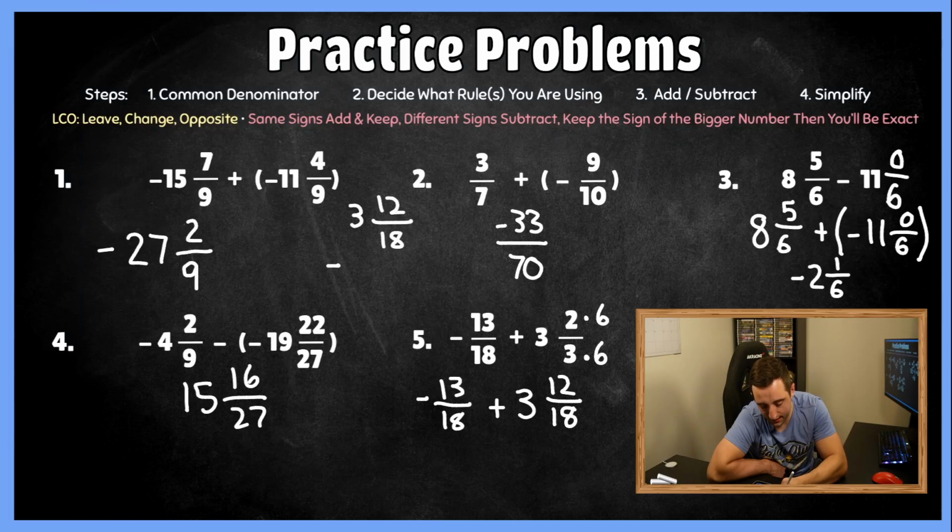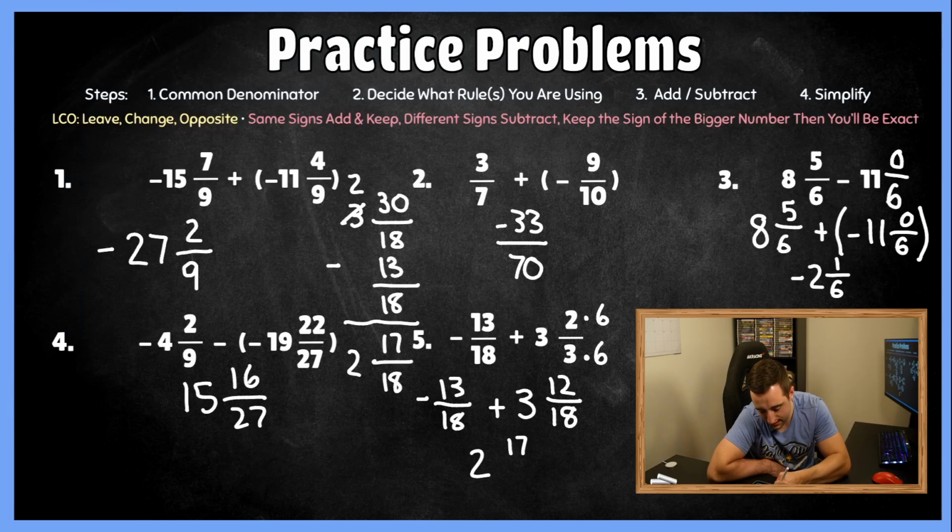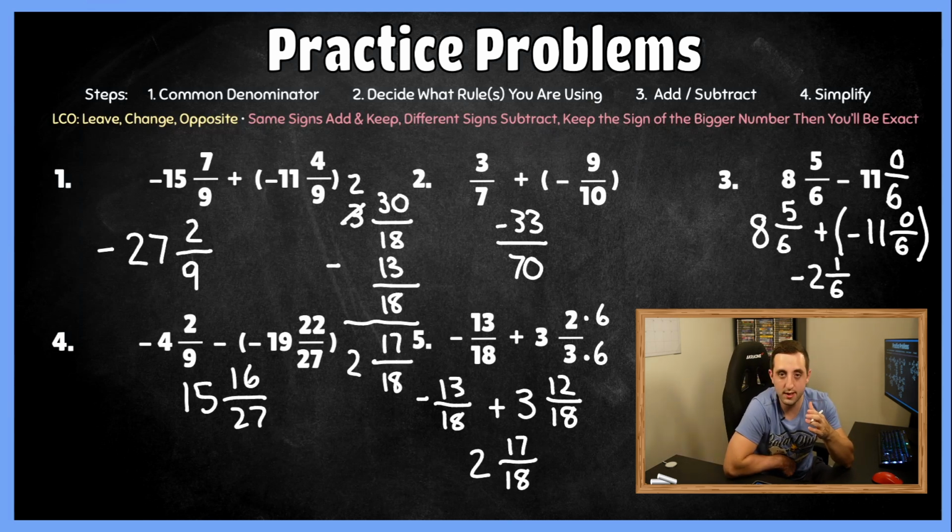12/18 minus 13/18. And I can't do 12 minus 13, so I have to borrow. This becomes a 2. And we're going to add 18 to our numerator because that was what our denominator number is. So 18 plus 12 is going to make this 30. Now we can go ahead and subtract these. Well, 30 minus 13 is going to give us 17 in our numerator, 18 in our denominator. 2 minus 0 is going to give us 2. And our final answer is going to be 2 and 17/18. And it's positive because we want to keep the sign of the bigger number. Well, 3 and 12/18 was bigger, so our final answer needs to stay positive.